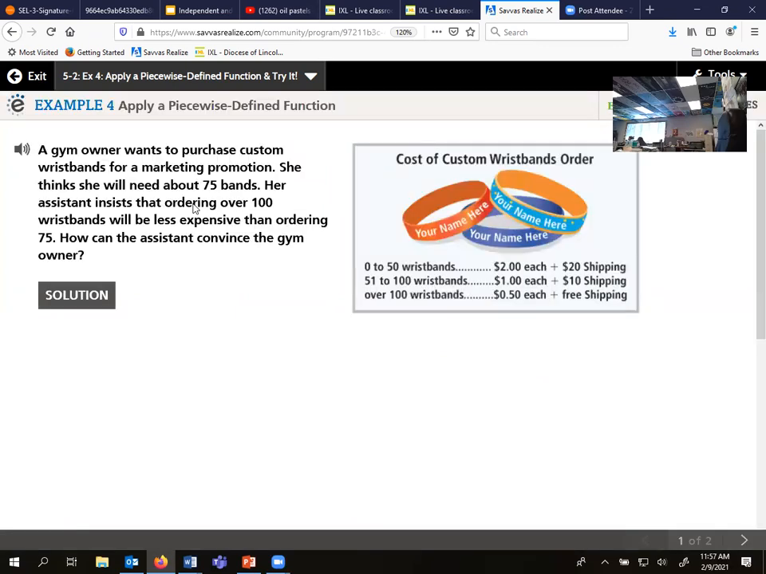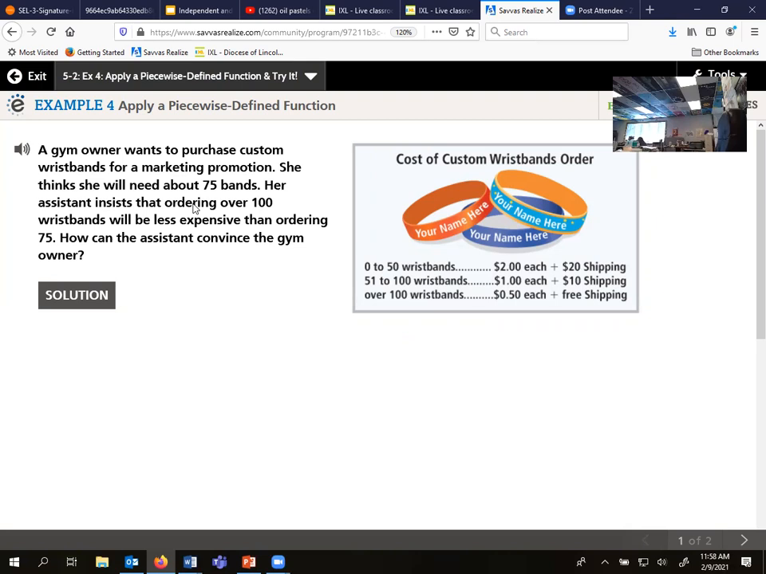Okay, so here's where I put it all together. A gym owner wants to purchase custom wristbands for a marketing promotion. She thinks she will need about 75 bands. Her assistant insists that ordering over 100 wristbands will be less expensive than ordering 75. How can the assistant convince the gym owner?